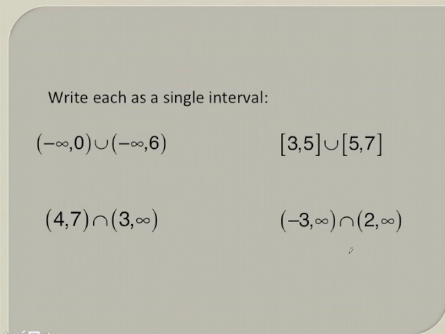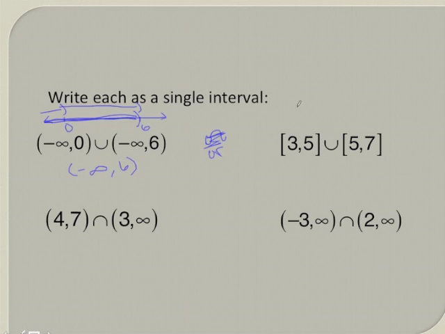Here we want to write each interval. It might help us to do a quick number line. So here's a number line, 0 and 6. We want from -infinity to 0 would be this, and then from -infinity to 6 would be this. This is a union, so we want them just combined. So anywhere that's shaded would be this part, and we go from -infinity to 6. These are ORs, the word or.